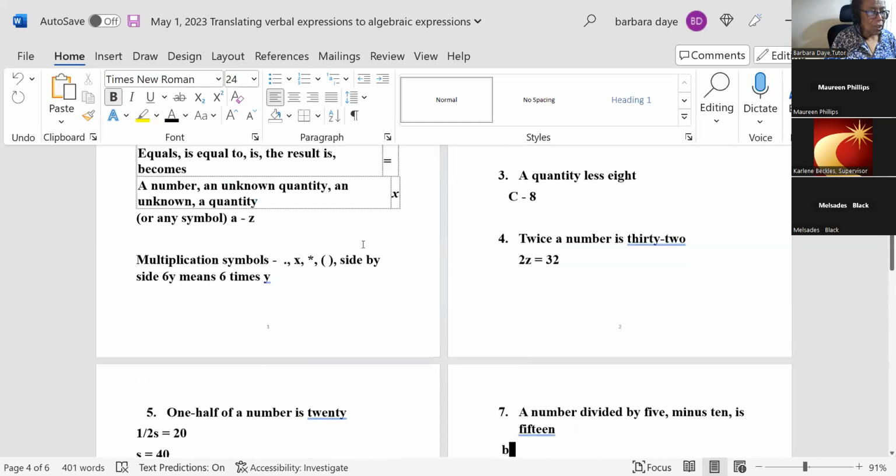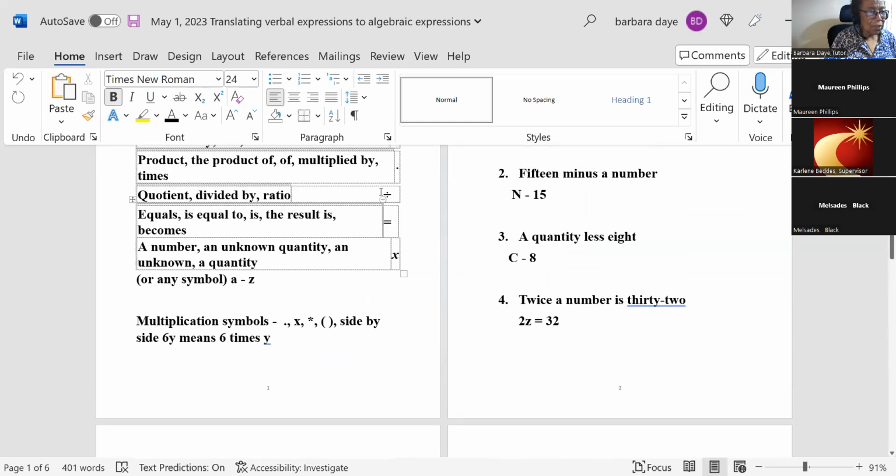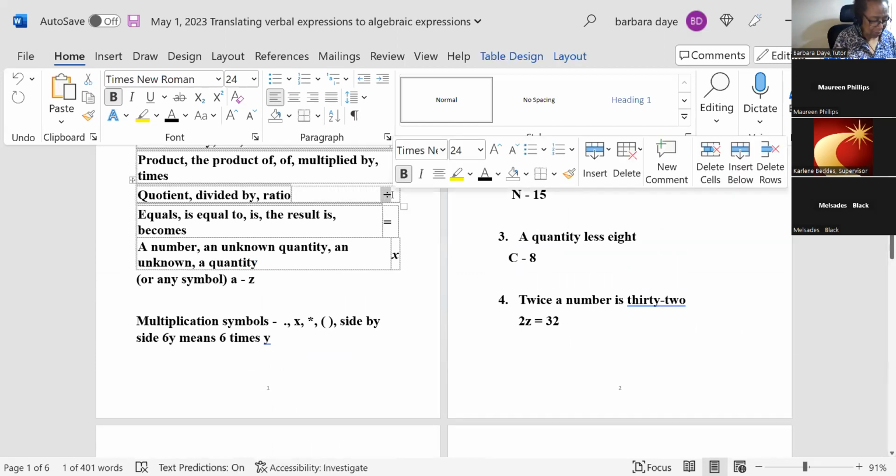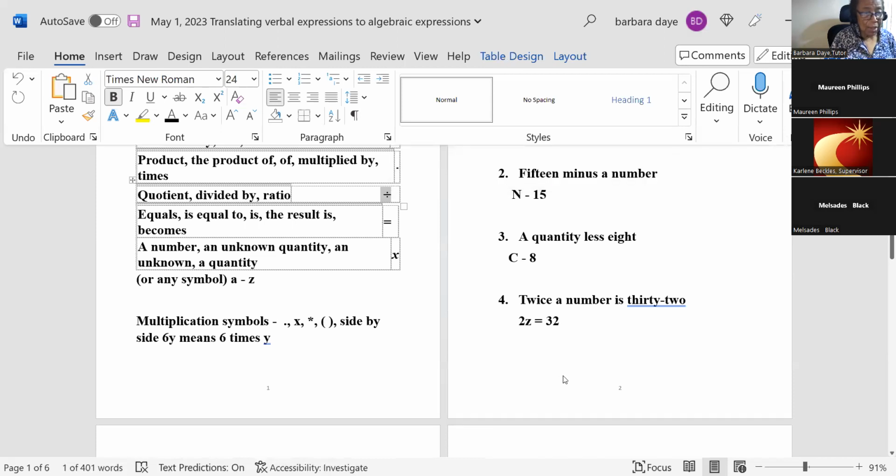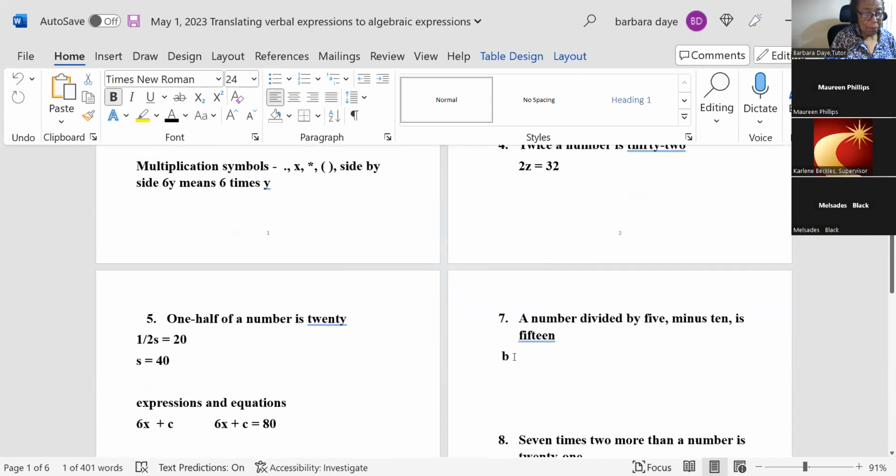Okay, let me grab the division sign. Because remember, you have a dash, a dash, and a slash. So you can use the division sign, or you can put a slash. It doesn't matter which one you want. Put the slash. B slash, and what do I put after the slash? 5. So now you've got a number B divided by 5. Then what do I put for minus 10?